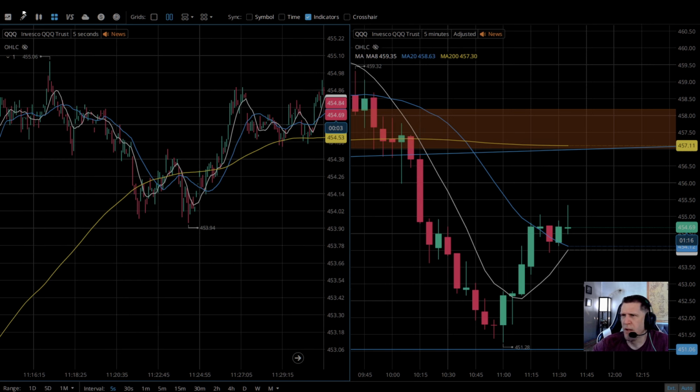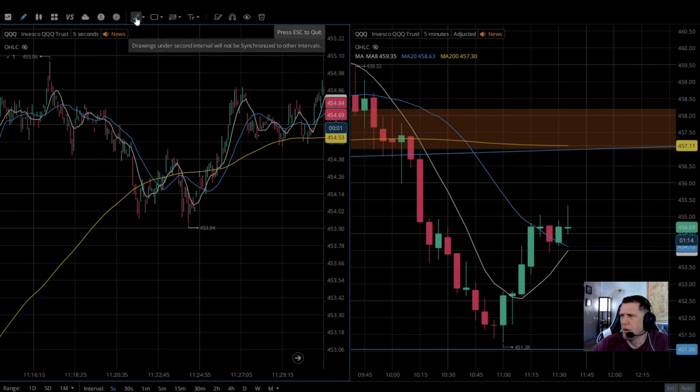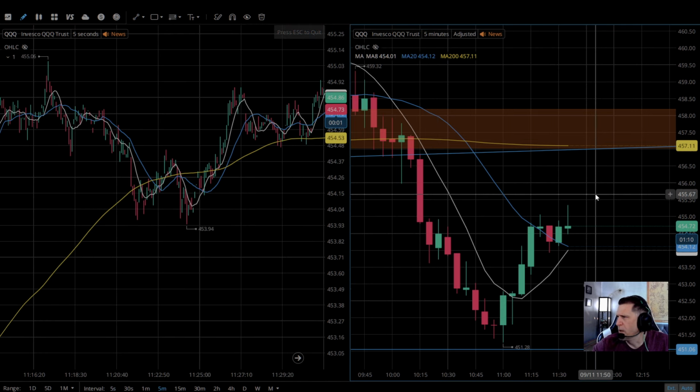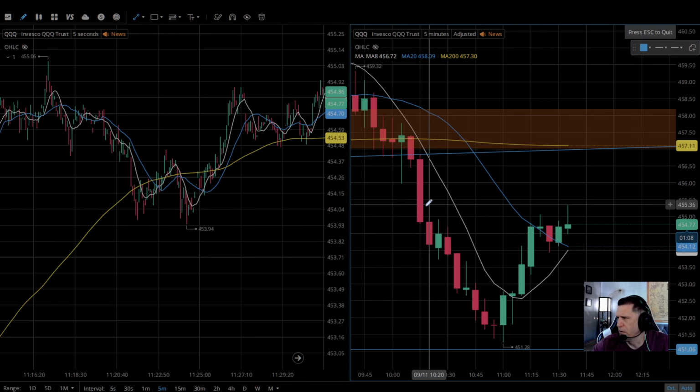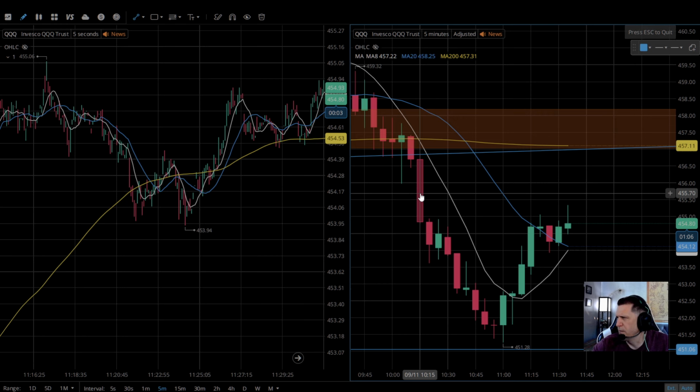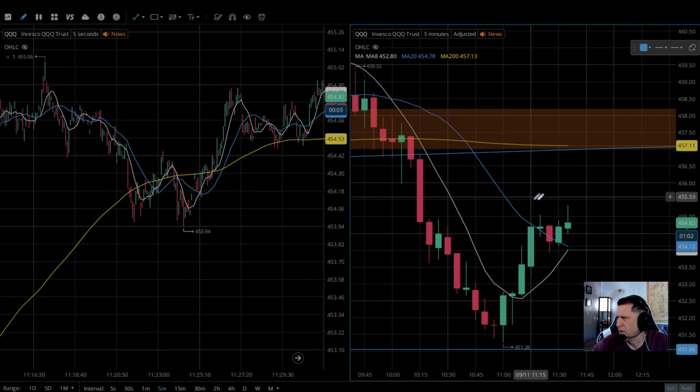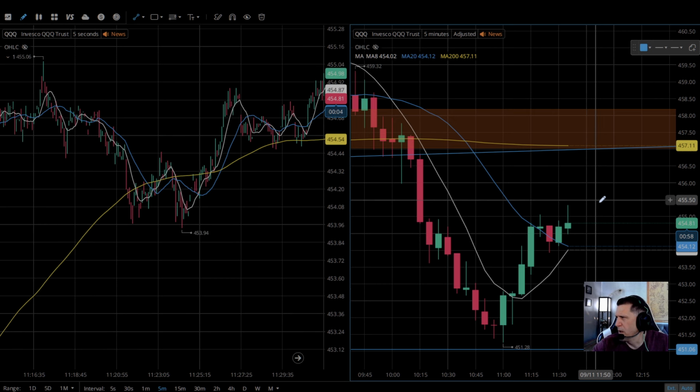So let me draw that for you. Just an eyeball is all you need. You don't need to be dead on with numbers and stuff, but about 455.75-ish on the QQQ here is about what I was looking for. Why is my drawing tool not working?